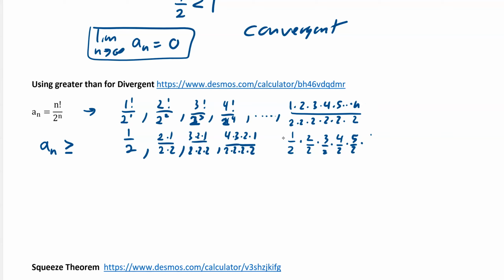Why do I have an n factorial there? It's already done. n over 2. And so now we can use this to make something smaller.